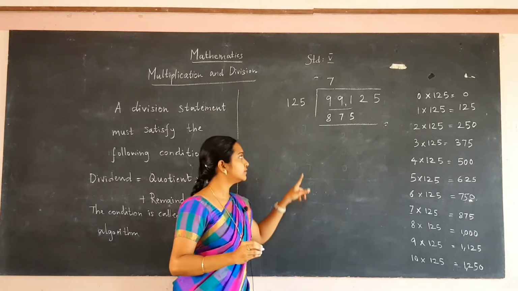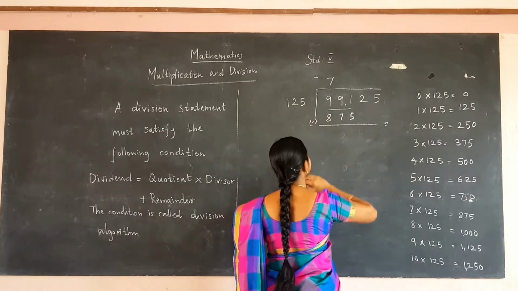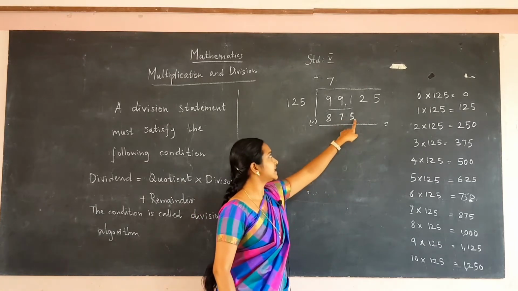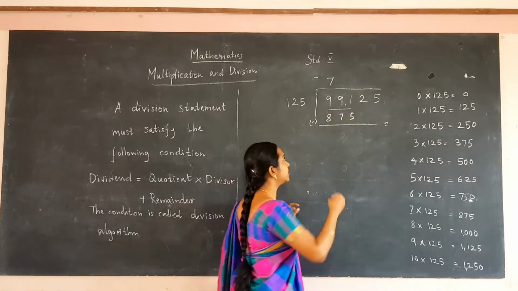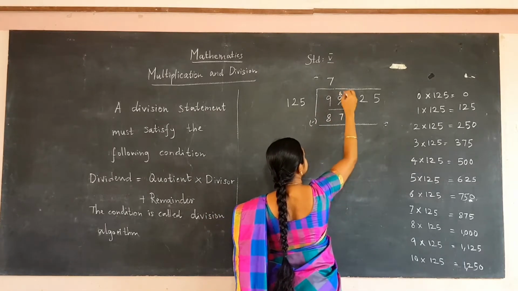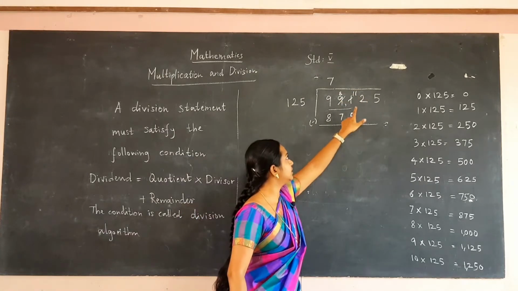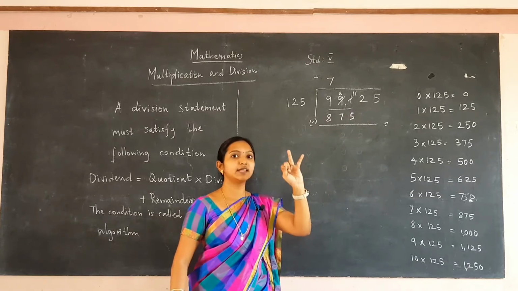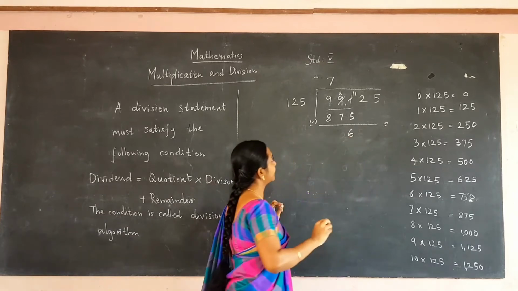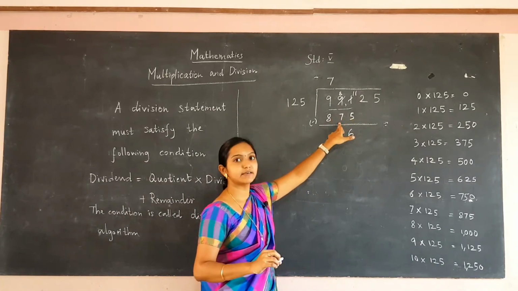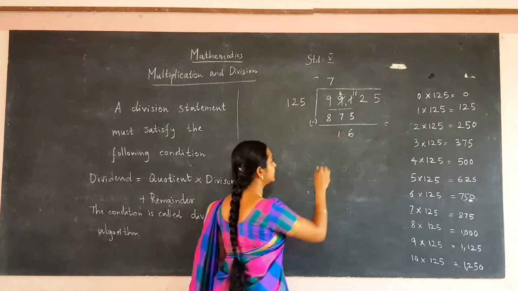Now what should we do? We should subtract these two numbers. 5 is greater and 1 is smaller, so we cannot subtract. So borrow 1 from the number before. So 9 will be changed to 8 and 1 will be changed to 11. Now start counting from 5 until you reach 11: 6, 7, 8, 9, 10 and 11. So the number is 6. 8 minus 7 will be 1. 9 minus 8 will be 1.